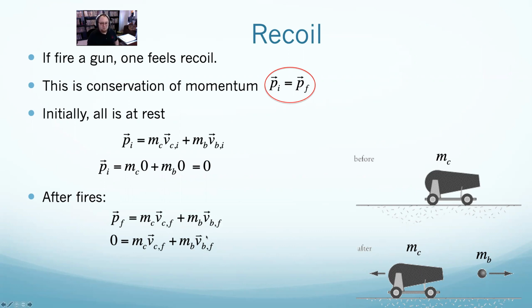What I would do is subtract this m_B v_B final from both sides and divide both sides by the mass of the cannon. And I get this equation. This is the recoil equation. Anytime you're at rest and you launch something, you will get a velocity from it.